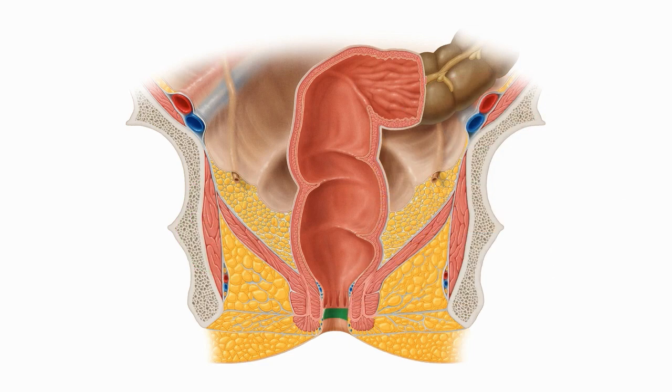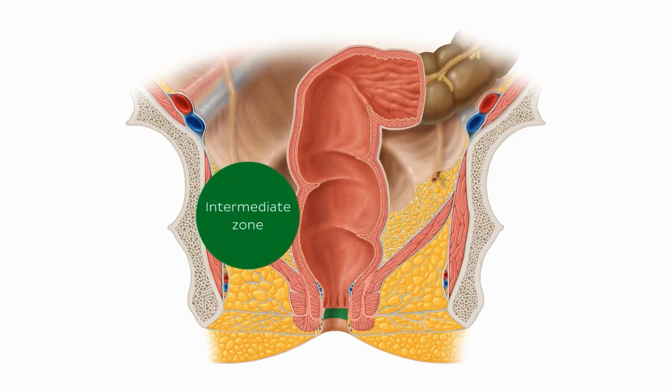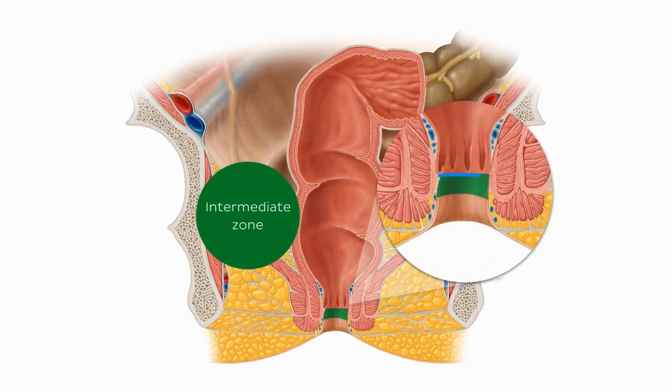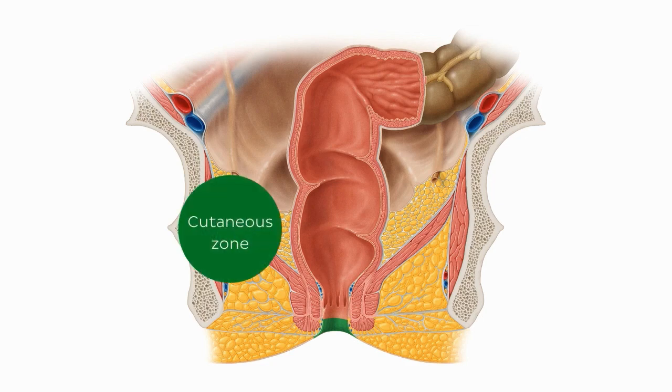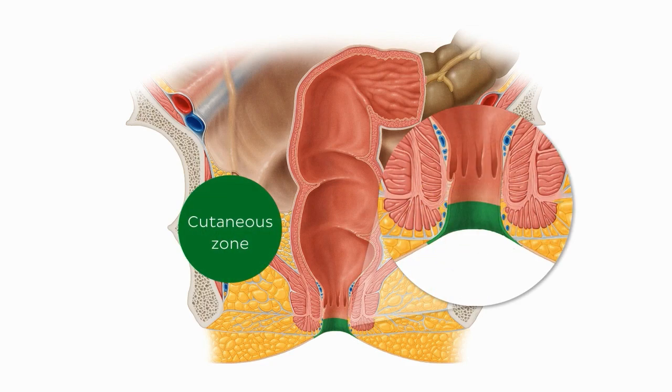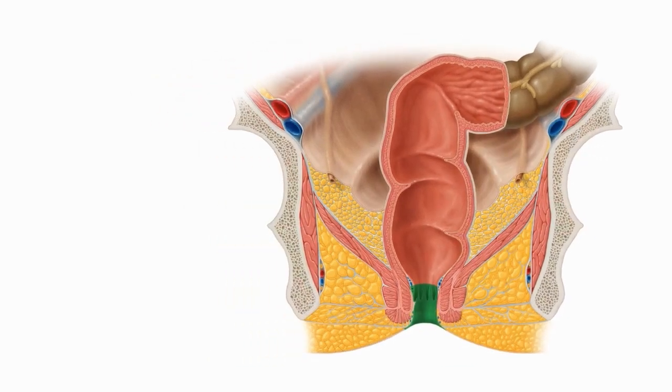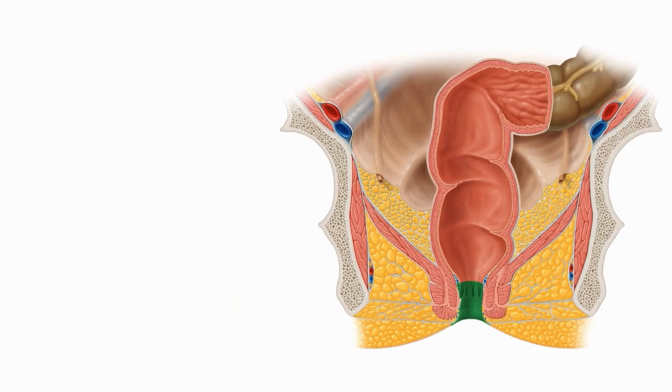Let's move on now to the intermediate zone, which is divided from the columnar zone by the dentate or the pectinate line, and you can see that outlined in blue just here. The intermediate zone is about 1 centimetre in width and is made up of anal mucosa. Finally, let's have a look at the cutaneous zone, which is made up of perianal skin and progresses to become the anus.